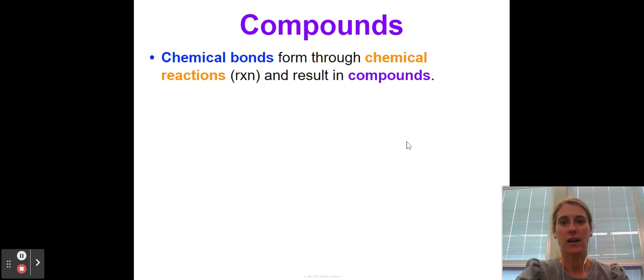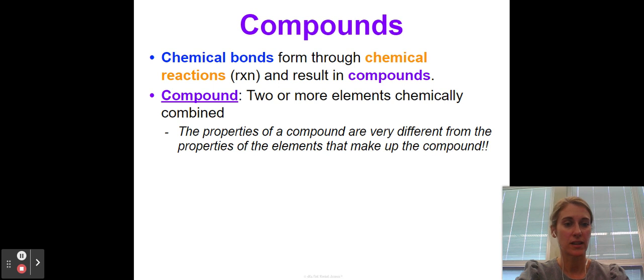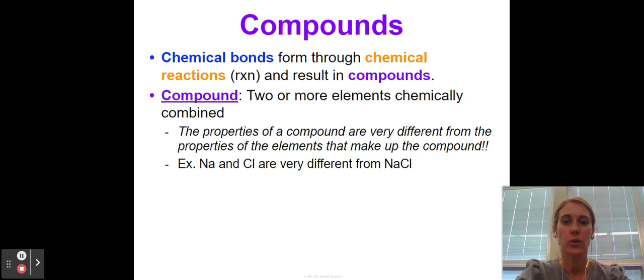All right, compounds. Chemical bonds are formed from chemical reactions. As you recall, in the chemical reactions unit, maybe two elements create a compound. So, for example, two or more elements are chemically combined to make a compound, and the properties of a compound are very different from the properties of the elements that make up the compound. So think of sodium and chlorine. Sodium is super reactive. As you remember, it's an alkali metal. Chlorine is very, very deadly, actually, by itself. But if you react them and they form sodium chloride, that's just common table salt.